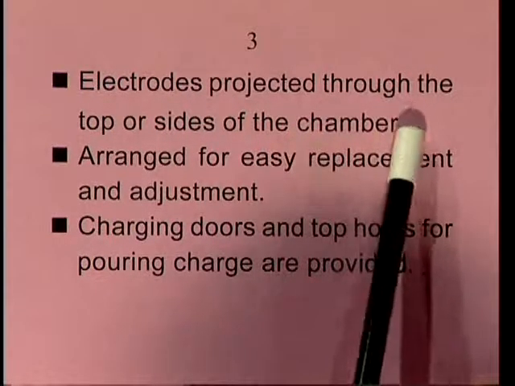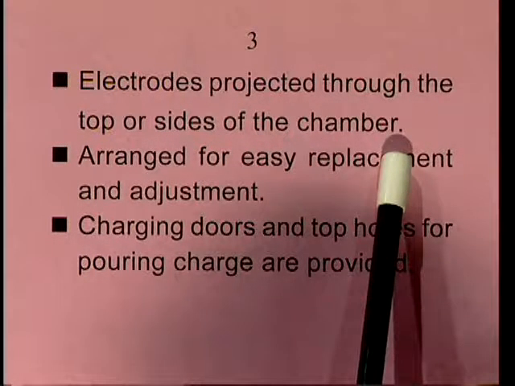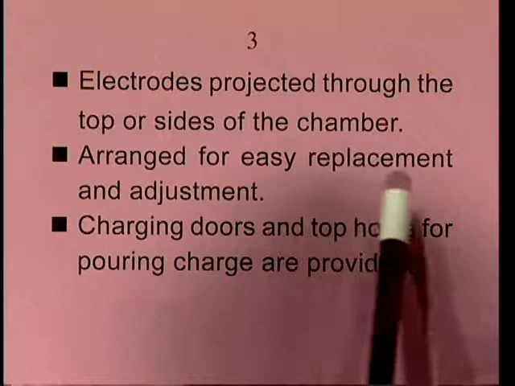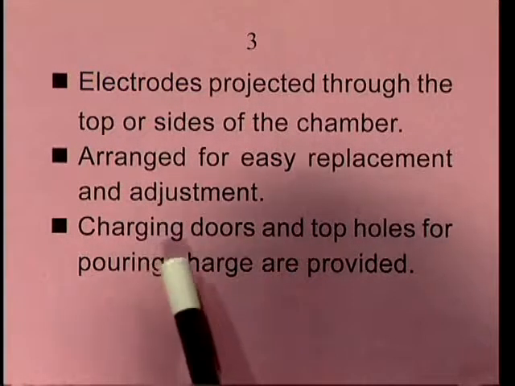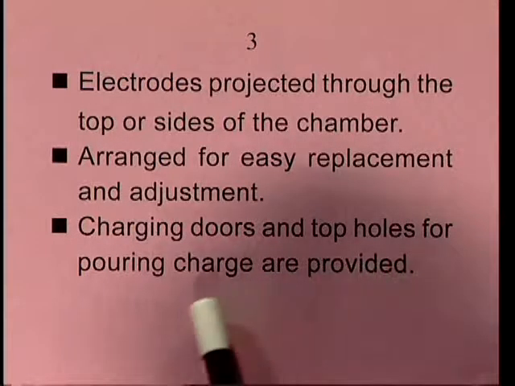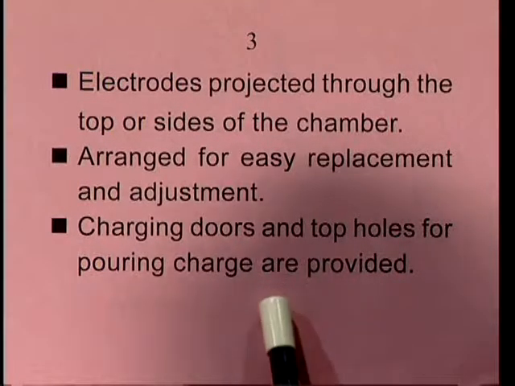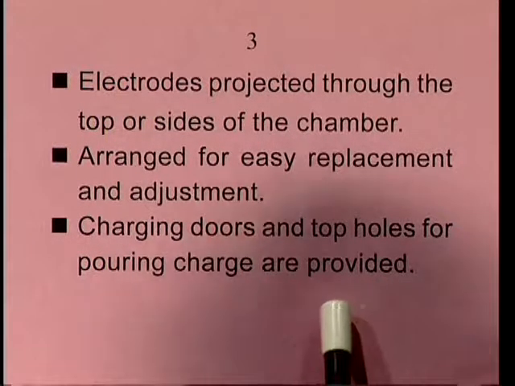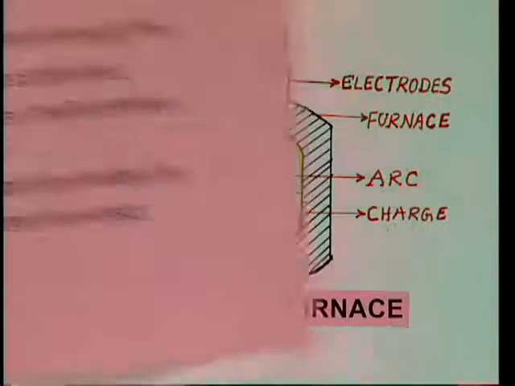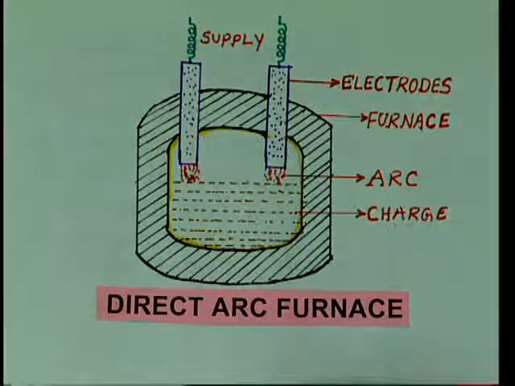Electrodes are projected through the top or sides of the chamber, arranged for easy replacement and adjustment. Charging doors and top holes for pouring charge are provided. For putting the scrap material, charging doors or top holes are provided. These are some important topics of the arc furnaces.